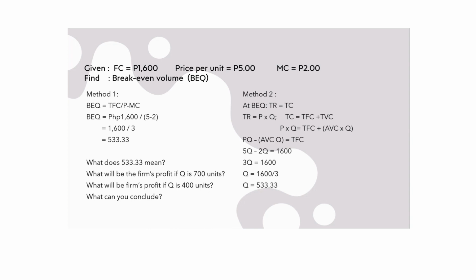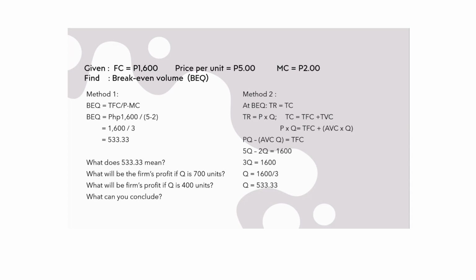And not being able to achieve 533, meaning should the firm produce lower than this break-even, it's going to start losing. How about if the firm will produce at 700 units? Clearly, this is beyond the break-even level. So we expect that the firm will earn an amount. So how will you compute the profit, given that Q is 700?